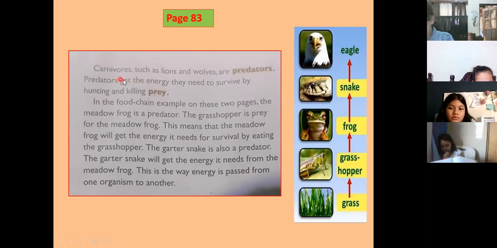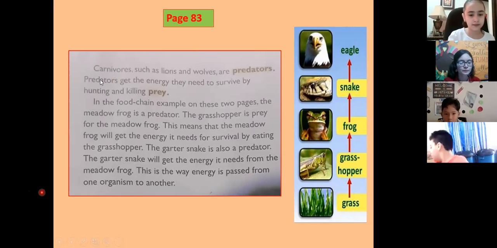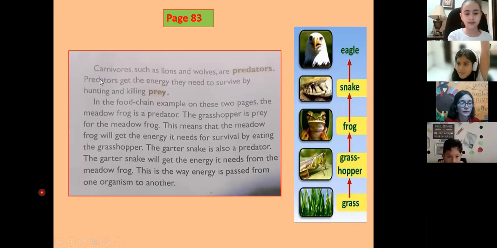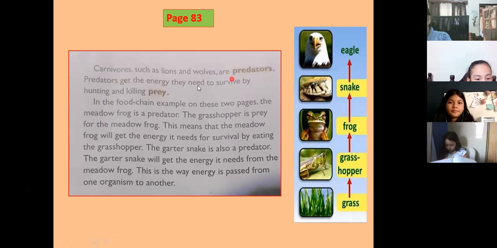Now, what it says here, carnivores such as lions and wolves are predators. Why are they considered predators, class? Why are they called predators? What do you understand a predator to be? Gabriela? Rebecca? The predators kill the animals. They kill, that's right.